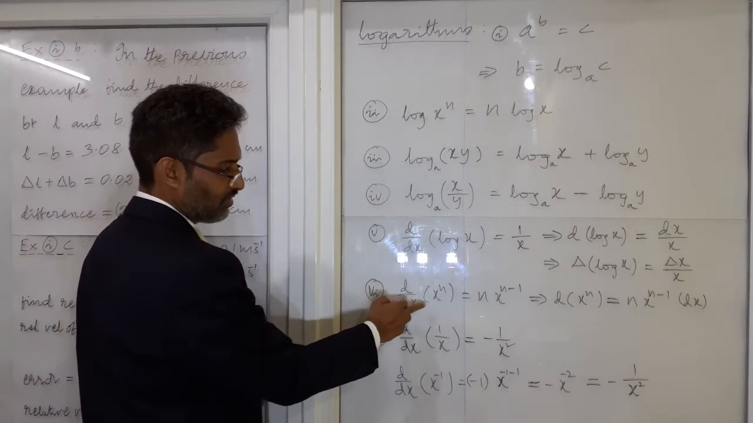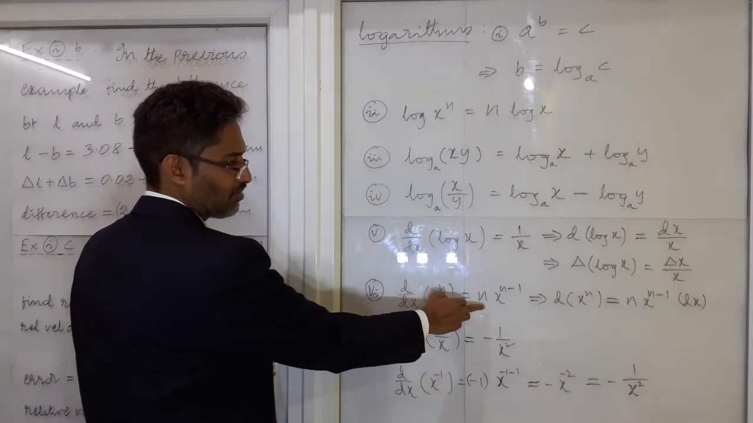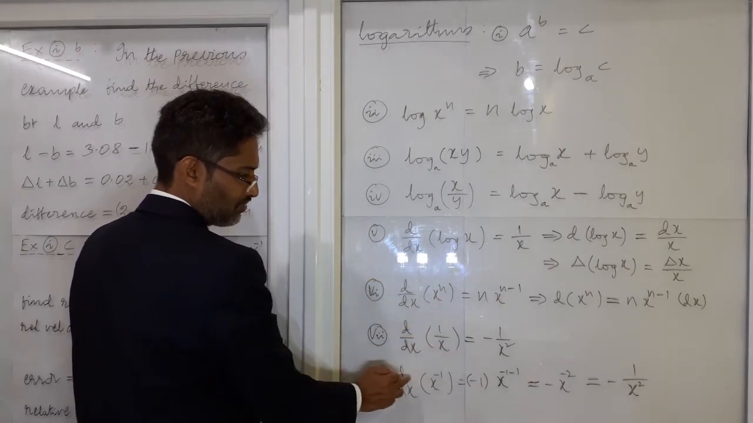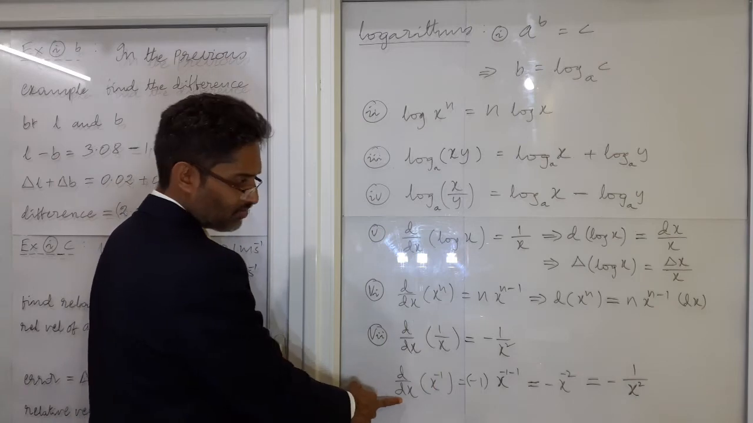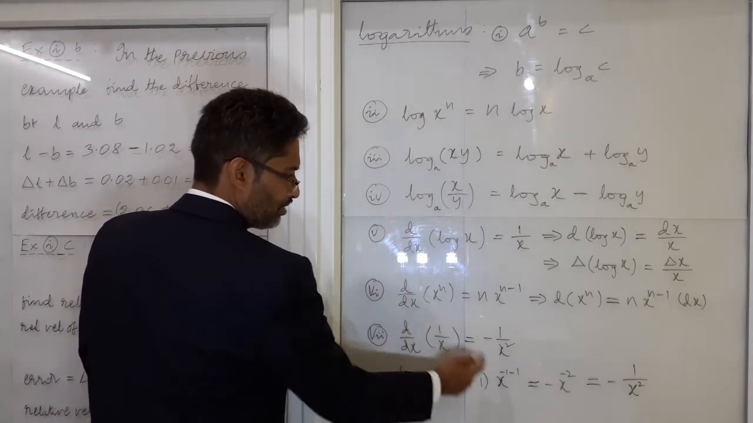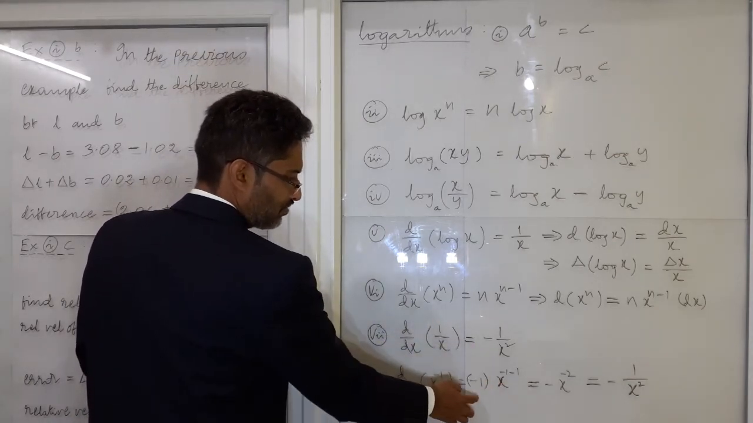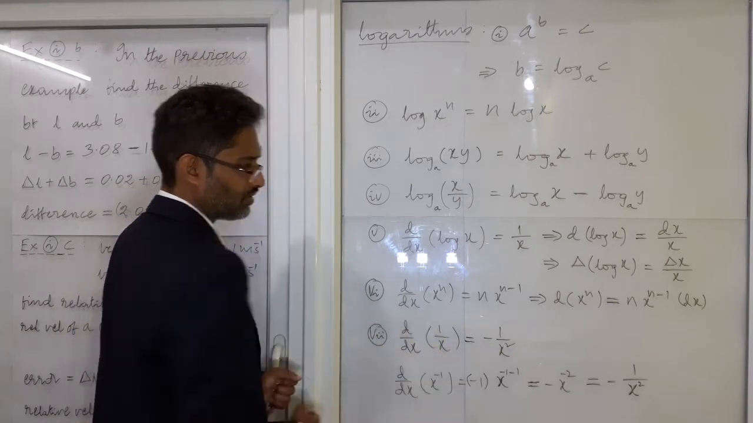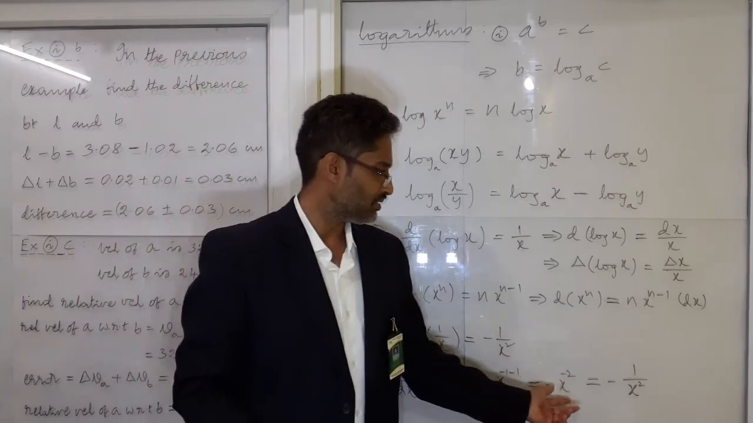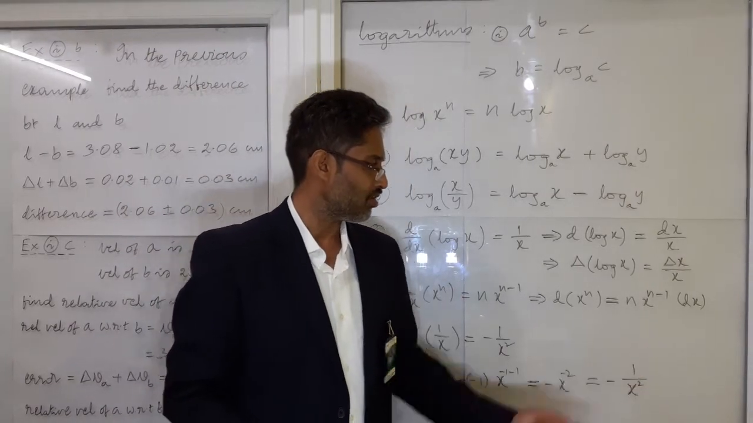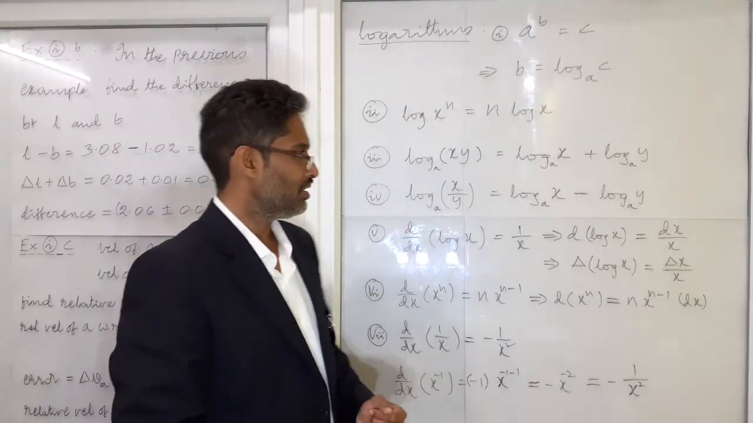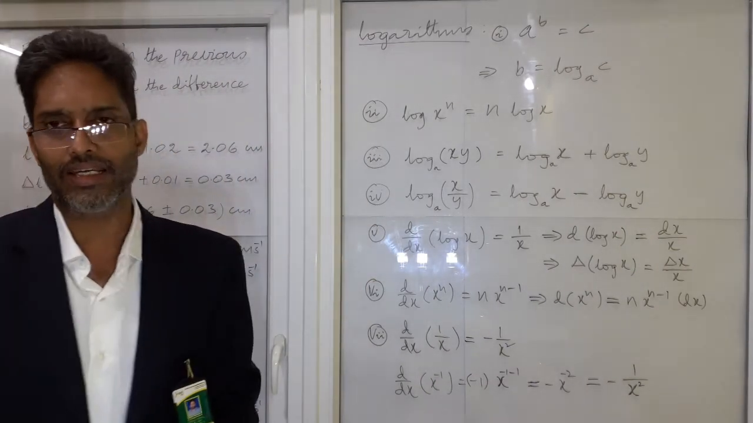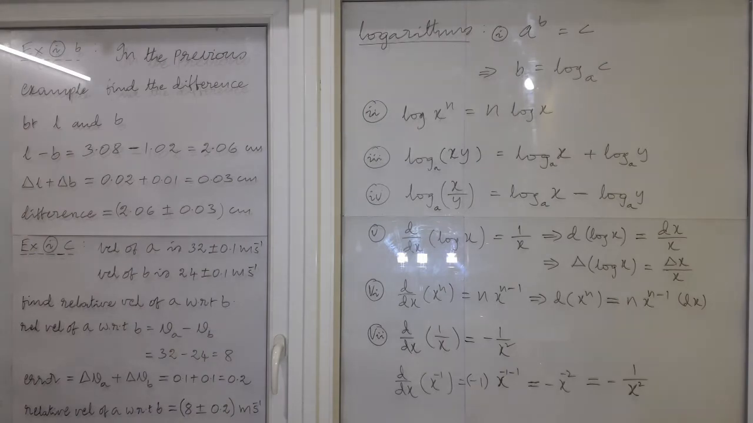We have the standard formula d by dx of x power n is equal to n into x power n minus 1. Like that, 1 by x can be written as x power minus 1. D by dx of x power minus 1 is equal to n into x power n minus 1. N is minus 1 here, so minus 1 into x power minus 1 minus 1. So it is minus x power minus 2, which is minus of 1 by x square. Like this, we need to remember some basics regarding logarithms and the differential part.